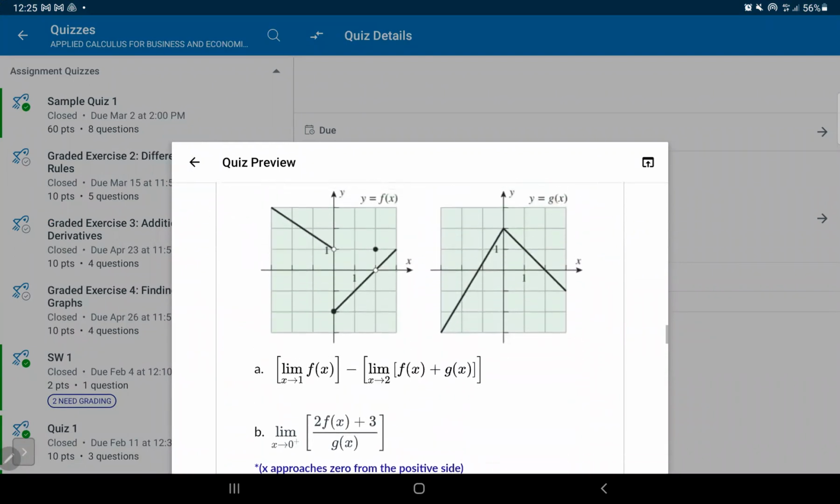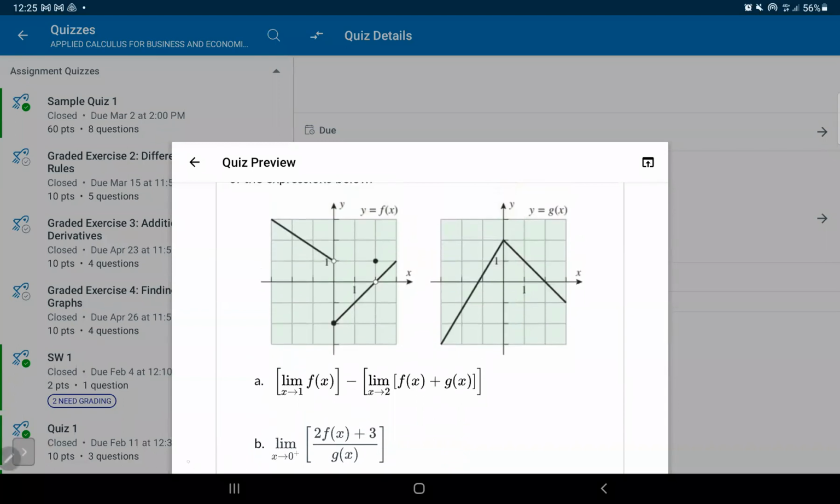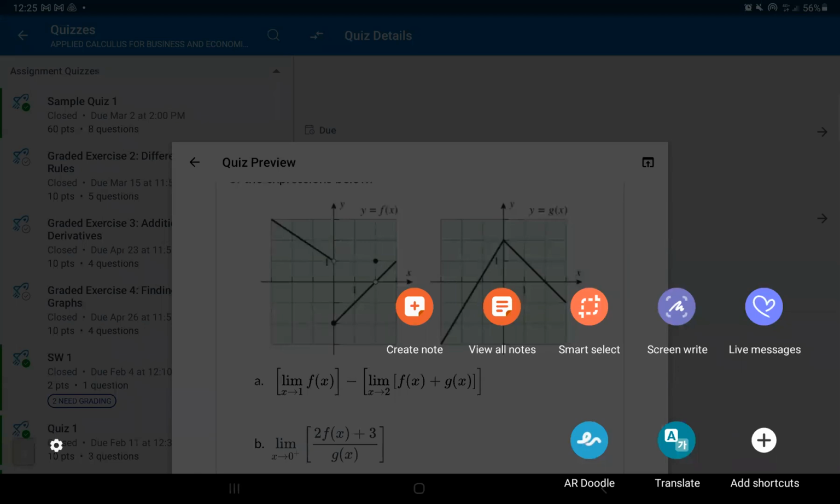For item number 4, you just have to use the limit properties, the rules of limits: sum, difference, quotient rules.